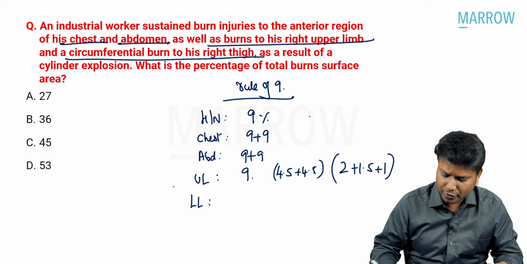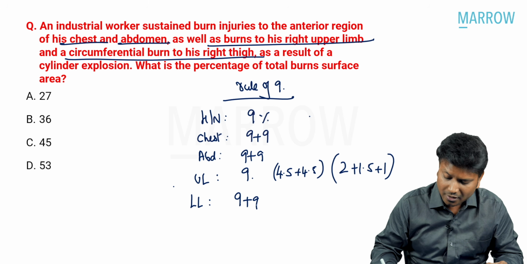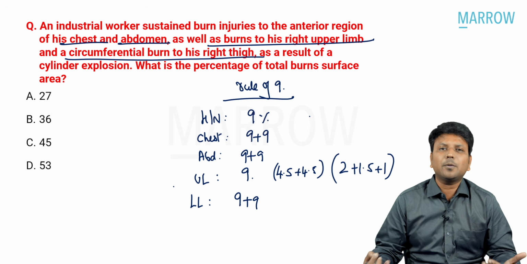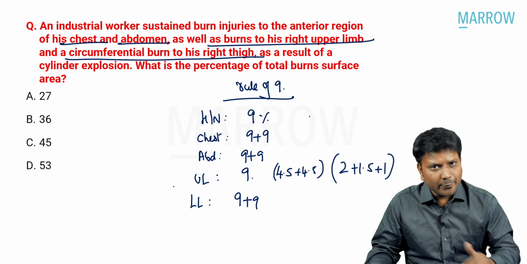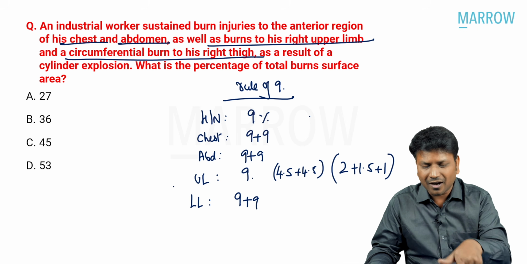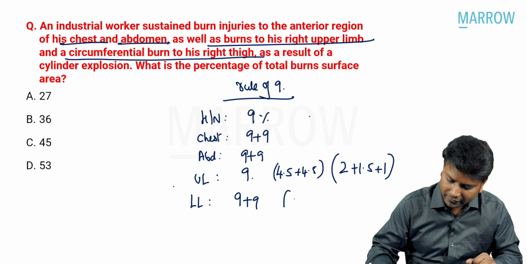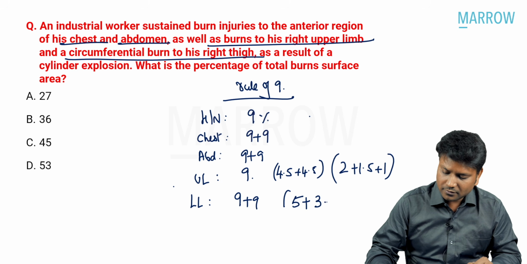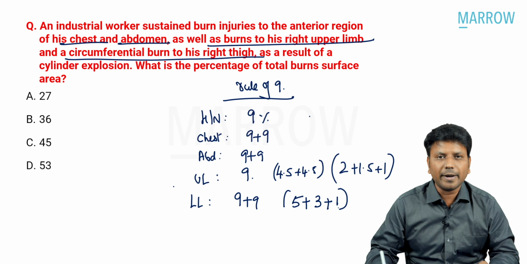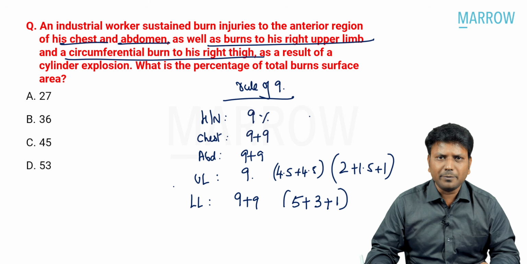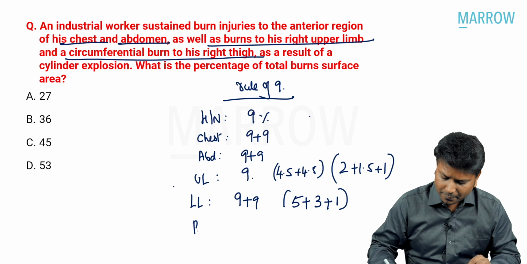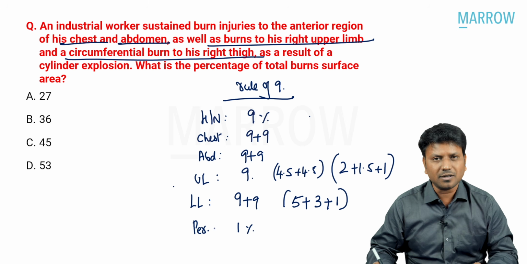Coming to the lower limb, it is 9 plus 9, front and back both, so 18. In the subdivisions, the thigh is 5, the leg is 3 and the foot is 1. That totals 9 for the front and 9 for the back. The perineum is 1%. So totally you get 100%, that is the rule of 9.